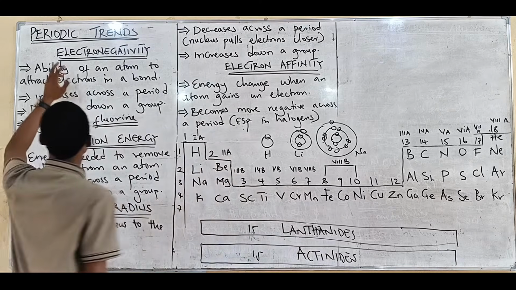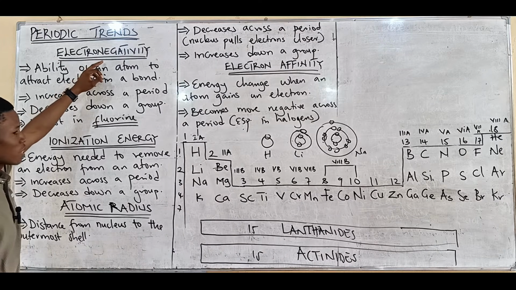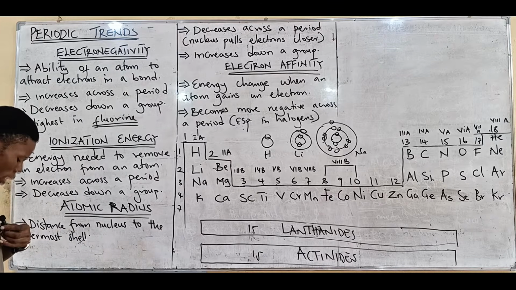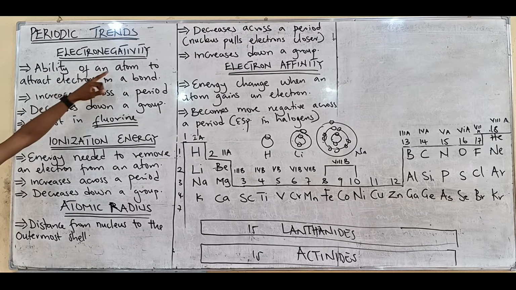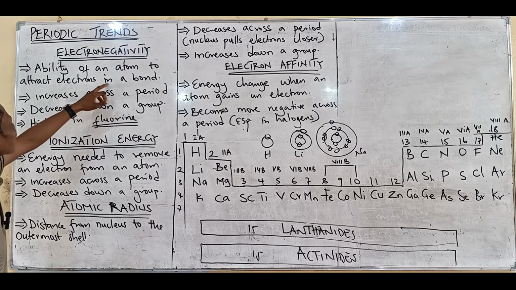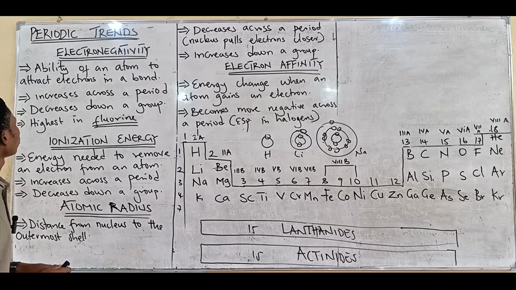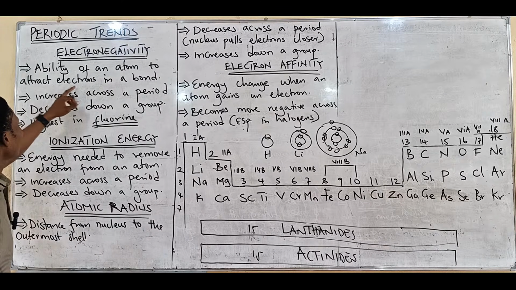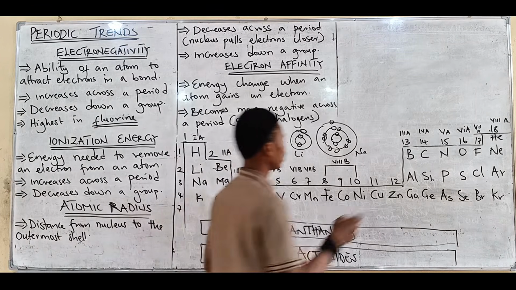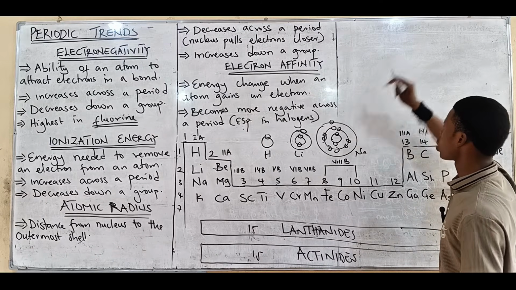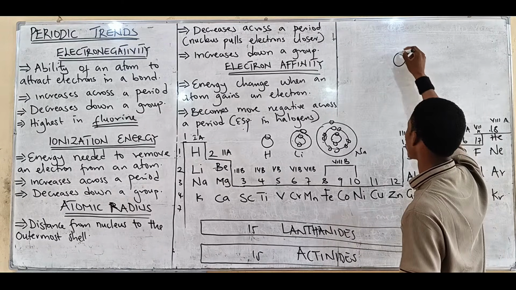Now, the periodic trends, we have electronegativity. I'll beg you to pay great attention here. Electronegativity. Now, electronegativity is the ability of an atom to attract electrons in a bond. The ability of an atom to attract electrons in a bond. Now, look at this. I'll take 2 elements. This is sodium, and let me take another element, chlorine.